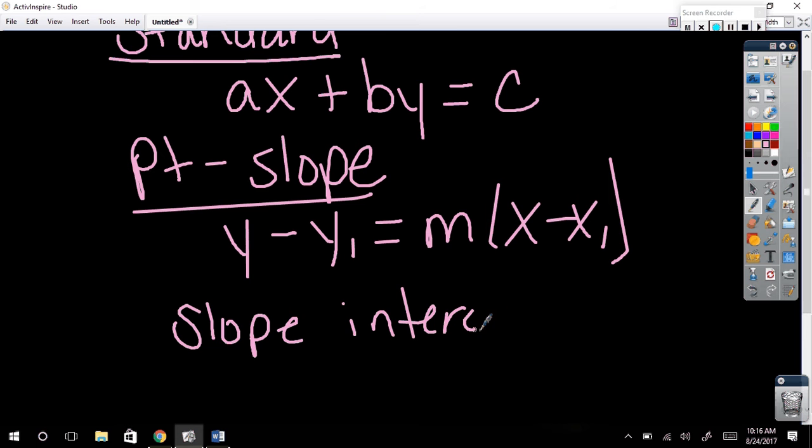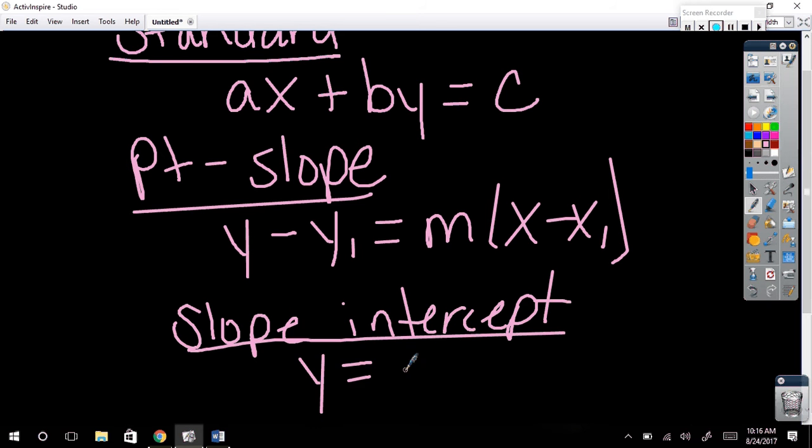MX plus B. No, standard form is my favorite. Is it? It's my favorite, slope-intercept. No, it's not.